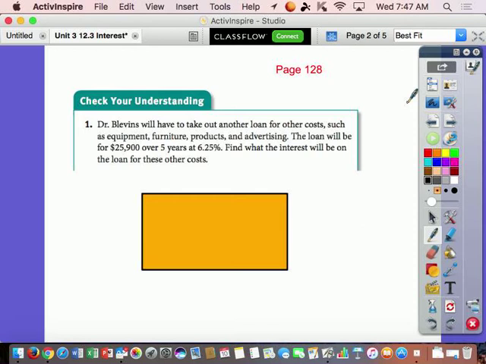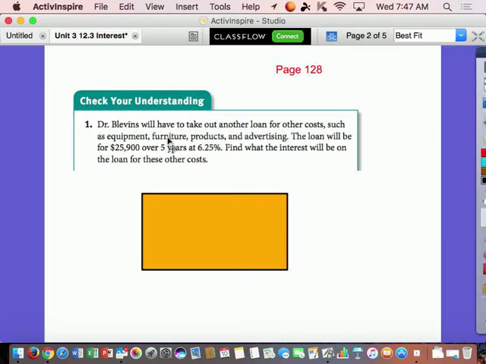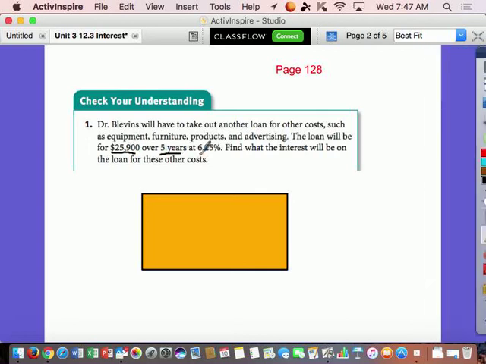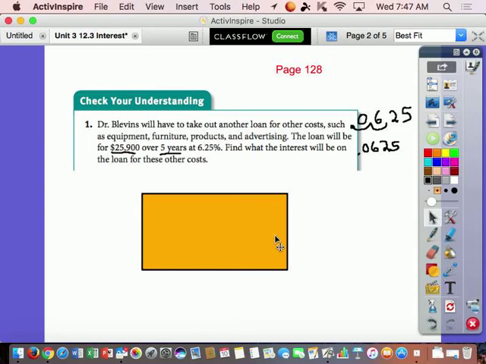Let's go to page 128. So she's taking out another loan for equipment, furniture, products, all that stuff you need to run a business. This loan is going to be for $25,000, 5 years, and 6.25%. Remember, I take my 6.25%, and I know we're great at this. We've been doing this a while. 2 jumps. So here's my decimal, 0.0625. Once I got that stuff straight, it's just a matter of dropping the stuff into the problem.